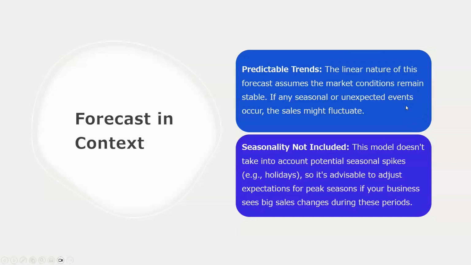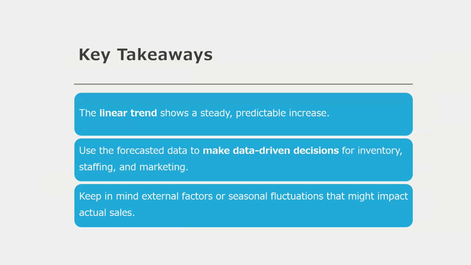Forecast in context. Predictable trends. The linear nature of this forecast assumes the market conditions remain stable. If any seasonal or unexpected events occur, the sales might fluctuate. Seasonality not included. This model doesn't take into account potential seasonal spikes, for example holidays. So it is advisable to adjust expectations for peak seasons if your business sees big sales changes during these periods.